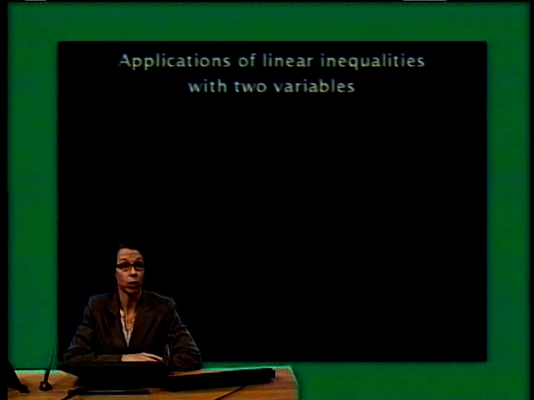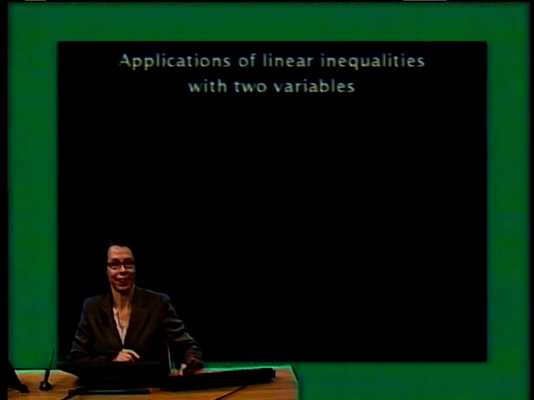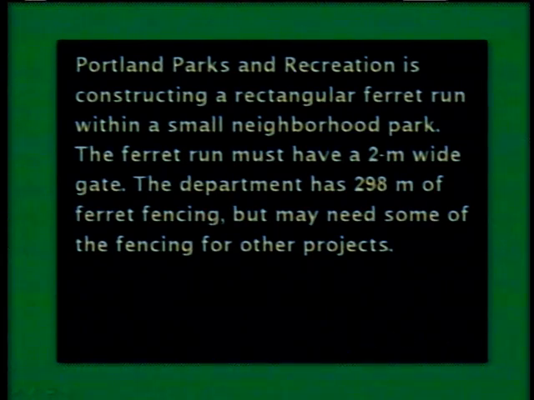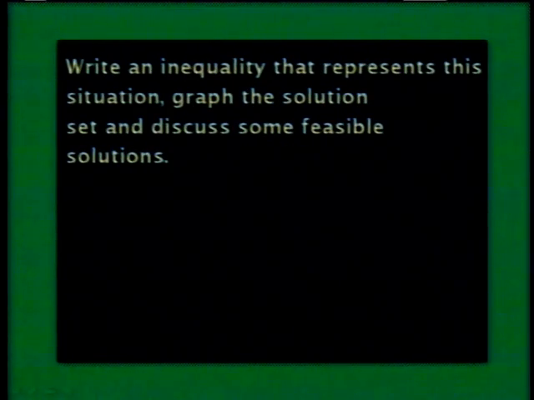So as promised, I'm going to work a few applications of linear inequalities with two variables. Let's begin. Portland Parks and Recreation is constructing a rectangular ferret run within a small neighborhood park. The ferret run must have a 2-meter wide gate. The department has 298 meters of ferret fencing, but may need some of the fencing for other projects. We want to write an inequality that represents the situation, graph the solution set, and discuss some feasible solutions.